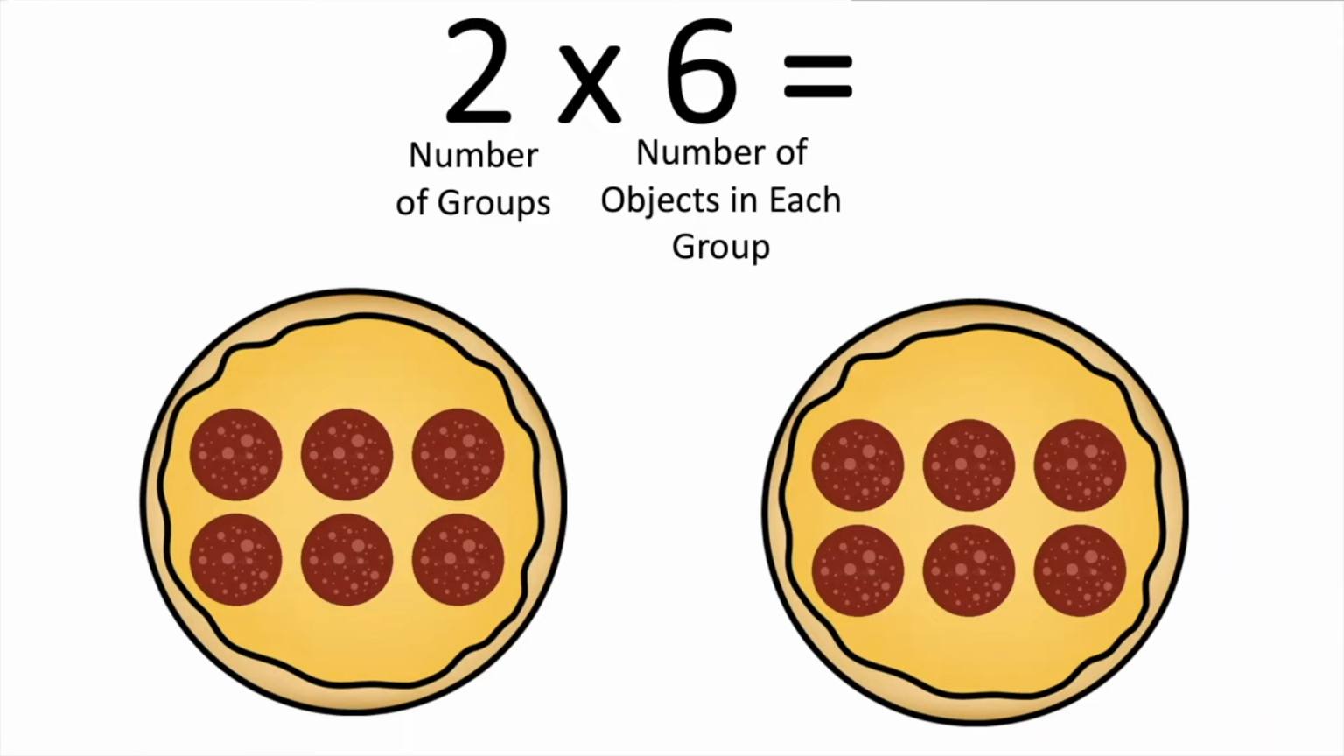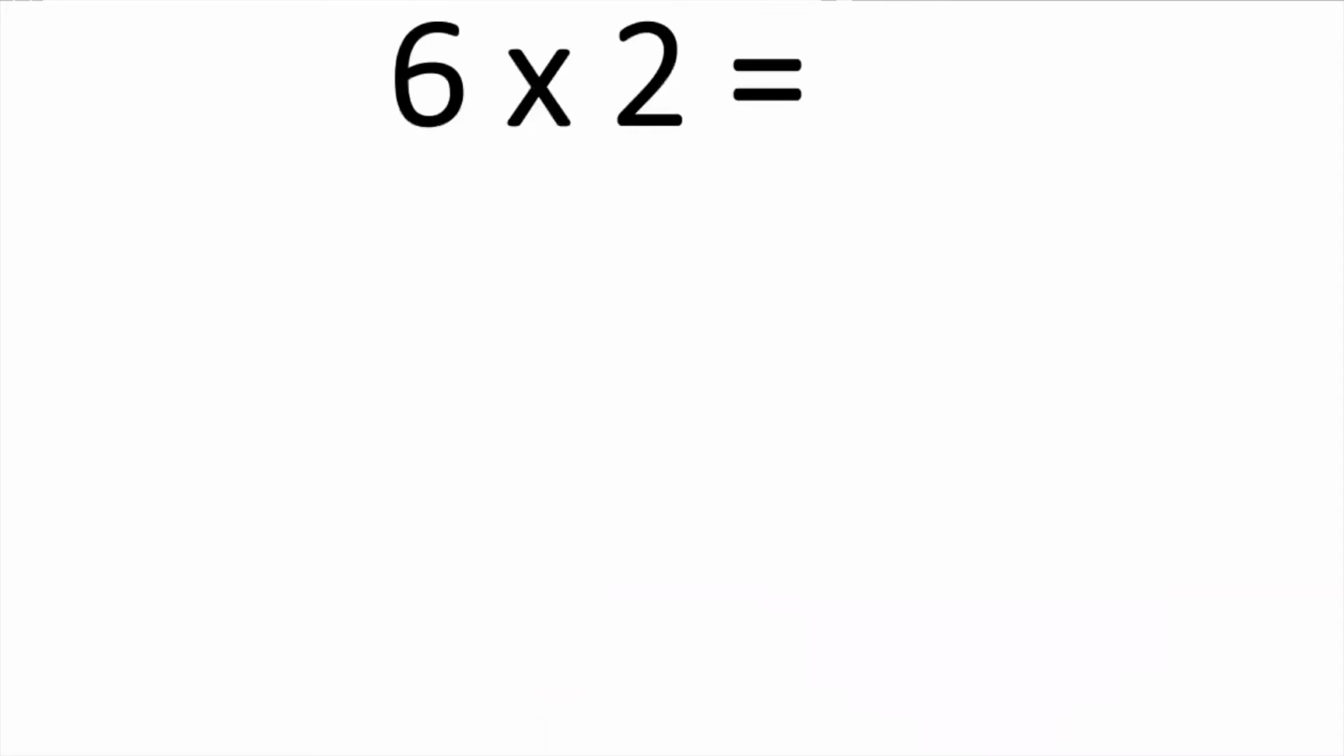What do you think will be the product of 2 times 6? If your answer was 12, you are correct. Awesome job. But let's see what will happen if we change the order of the numbers in our multiplication problem. Instead of 2 times 6, let's try 6 times 2.